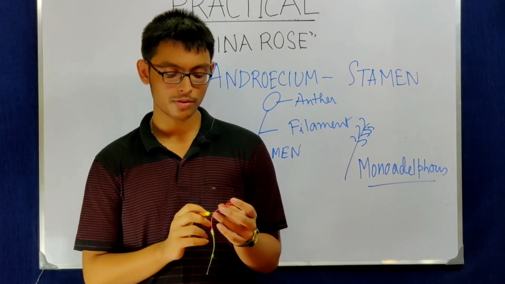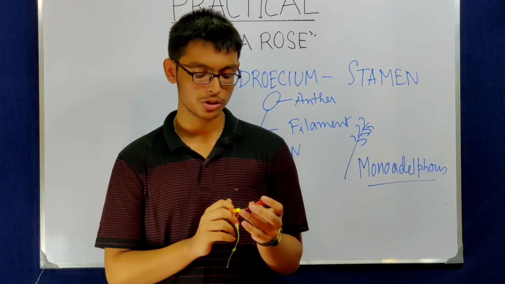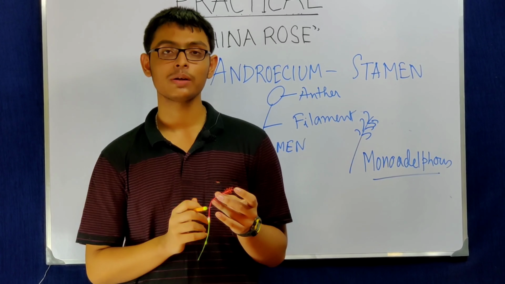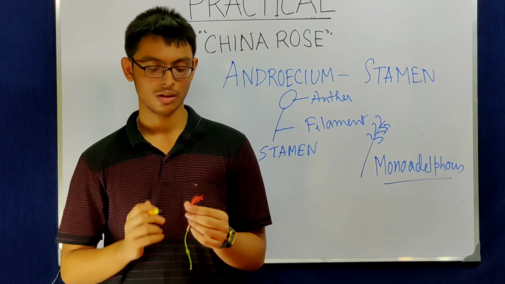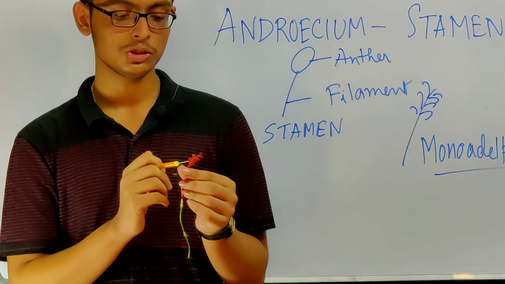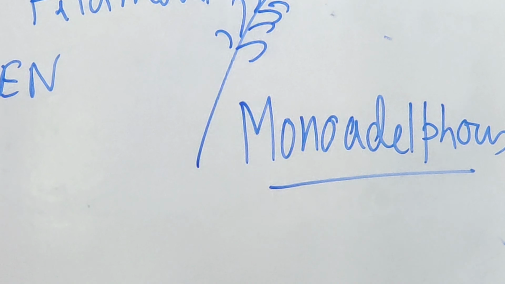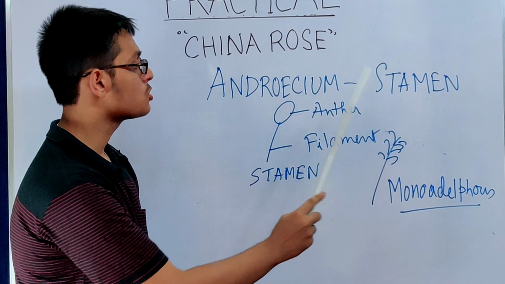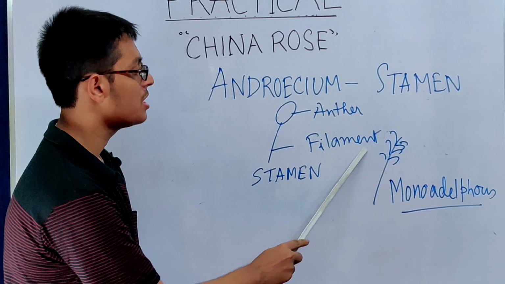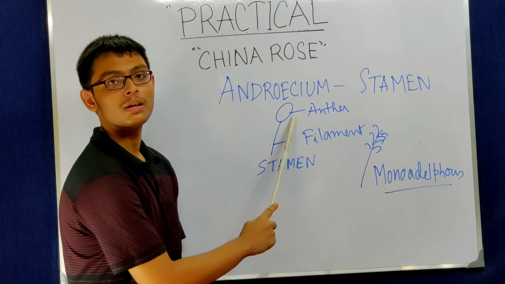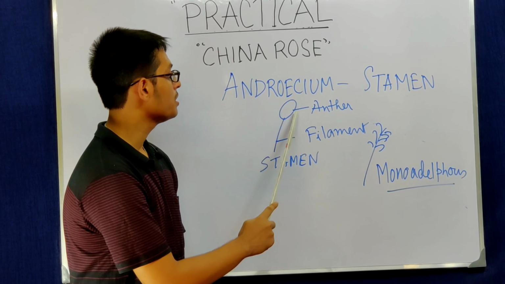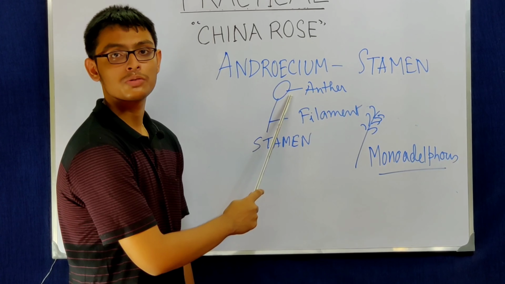It is the third whorl of the flower called androecium. It is a male reproductive part made up of stamens. Many stamens make a bunch over here and it is called monoadelphous. Each stamen has 2 parts, anther and filament. Within the anther, pollen grain is produced and within the pollen grain, male gamete is produced.